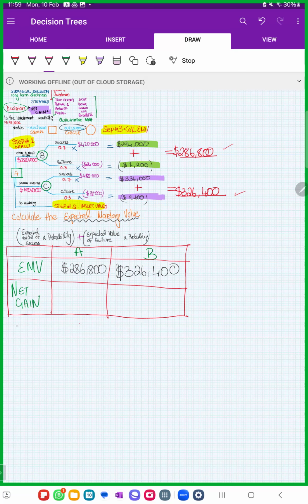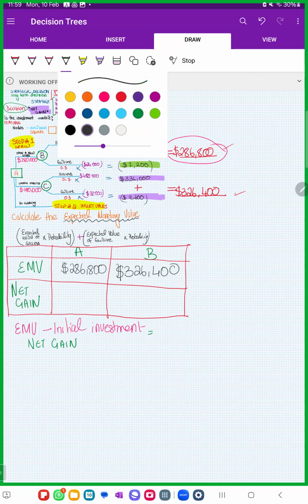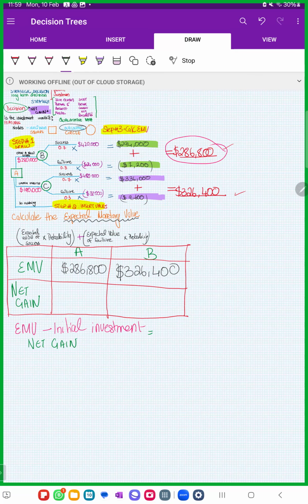So yes, your aggregate monetary value of all of your outcomes, basically this number, you minus it with your initial investment. Yeah, it was correct the first time. And that will give you your net gain. So the net gain for, let's say, option A would be 286,800 minus 280,000.